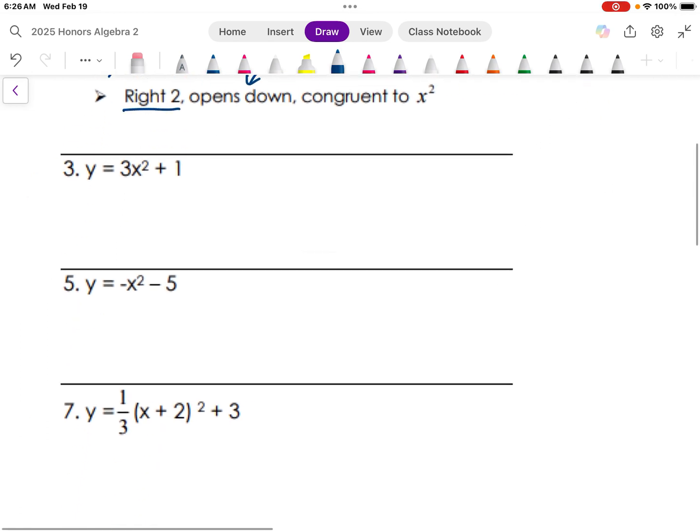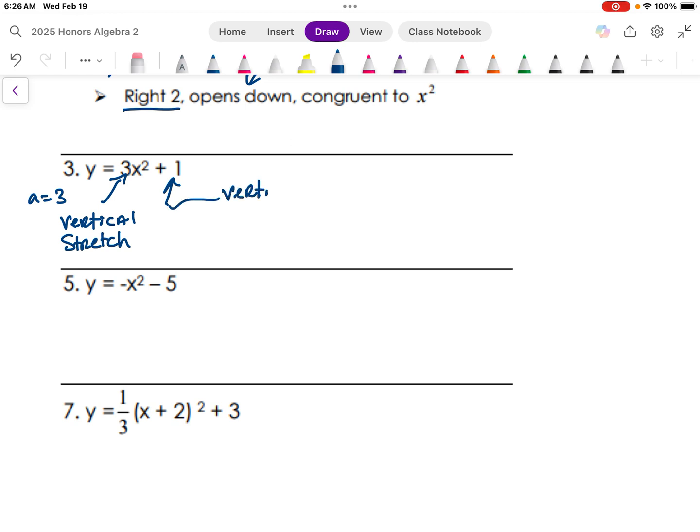So next, for the rest of these problems, we're going to just identify what transformations are taking place. Again, I see two transformations. I see the 3. The 3 tells me that I have a vertical stretch. In this case, the 3 is the a value, so a is equal to 3. Now, the squared is on the x, and then the plus 1 is at the back, so this is not inside. So this tells me that this is a vertical shift, and we got a vertical shift up 1.